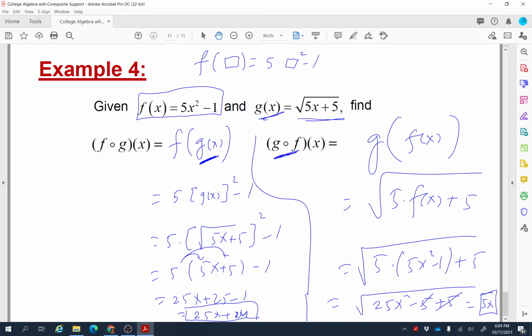G composite f is 5x. So they are two different functions. Sometimes they might give you the same answer, and that will create a very unique situation, and that's what we're going to define or discuss in the next section. But for now, just the composition.